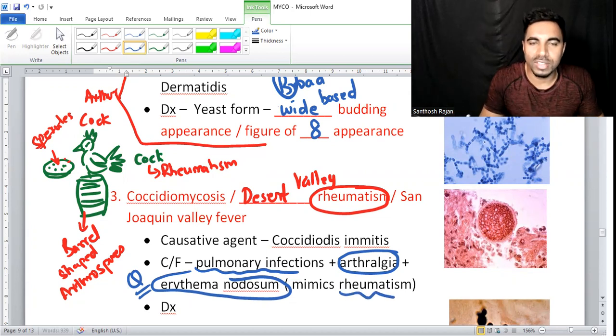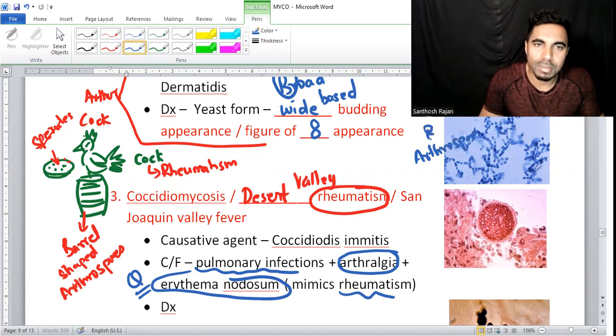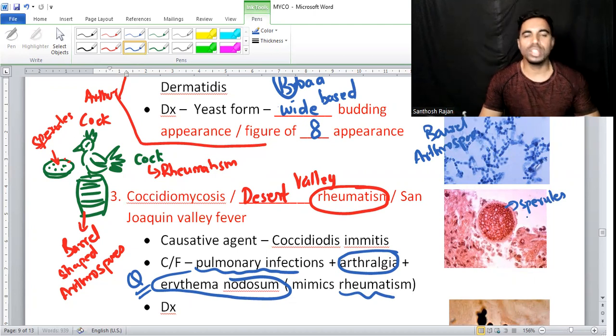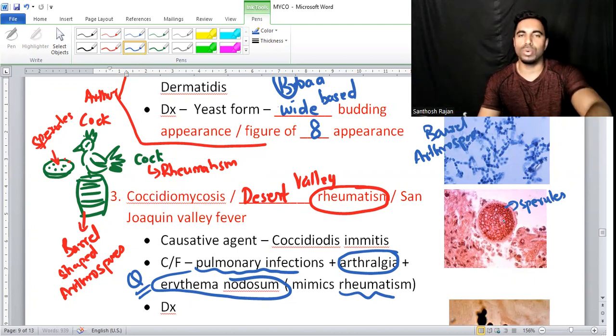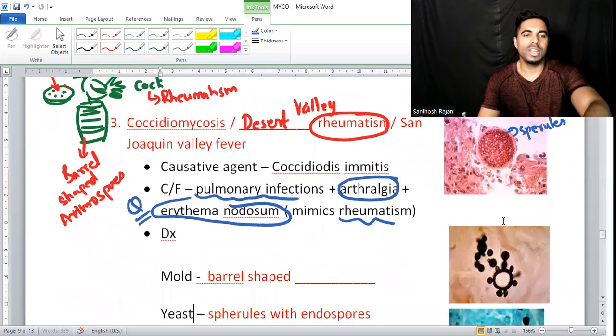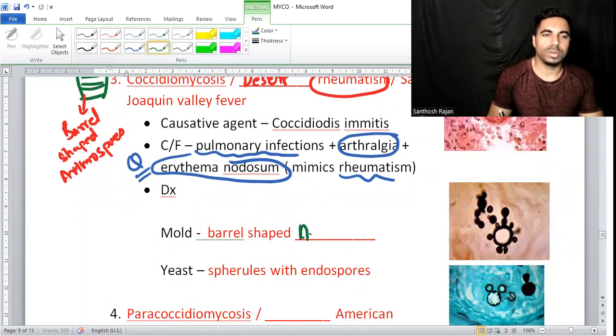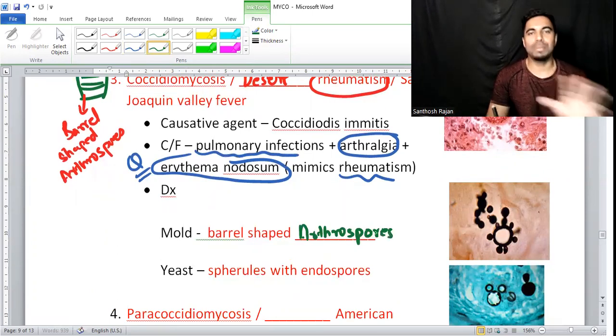Now see, this picture will be given. This is the barrel shaped arthrospore. Okay, barrel shaped arthrospore, a question. Barrel, remember where the cock is, it is on top of the barrel. Okay, the question was asked. And these are the spherules. Inside you see all the spores inside. Okay, right? Very easy. So again, spherules with endospores and barrel-shaped arthrospore. Very, very important. Very simple and easy. That's it.